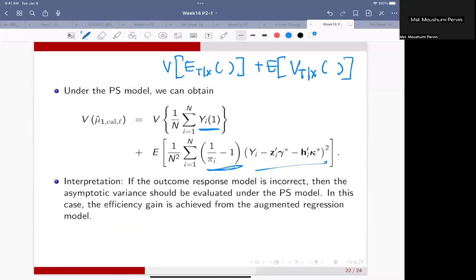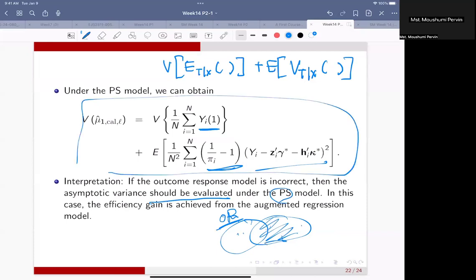If the outcome response model is incorrect, we are talking about the union of the two models, but suppose the outcome regression model is not really correct. That means the inference should be evaluated under the PS model. So this is the correct variance when the outcome model is incorrect. So we actually have a gain in efficiency by augmenting.